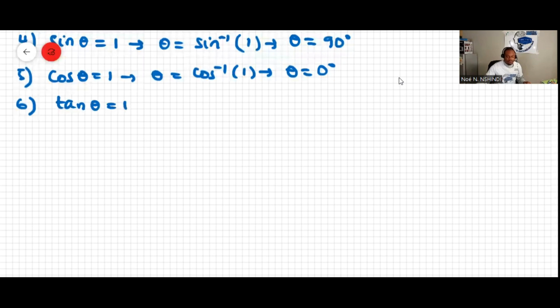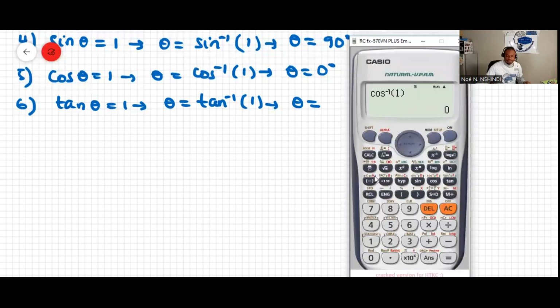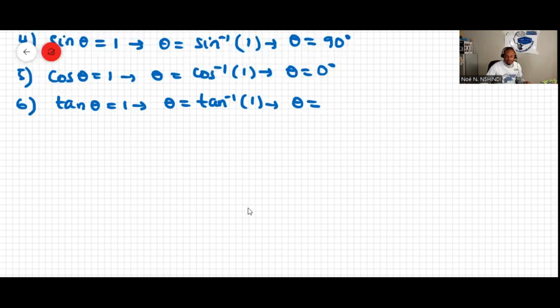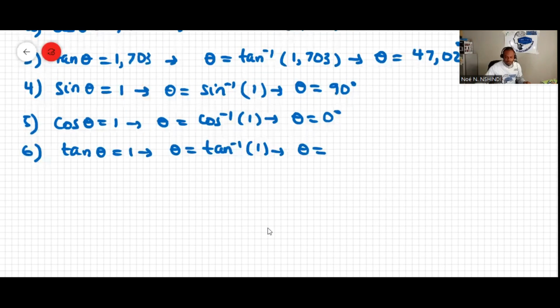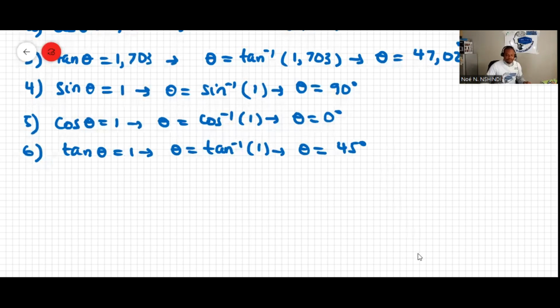And theta equals 1. Then theta will be sin minus 1 of 1. Theta will be equal to what? Again, here we do as we were doing: shift, sin, 1, close bracket, and then hit equal. That's equal to 45, so 45 degrees. Yeah, that was question A.